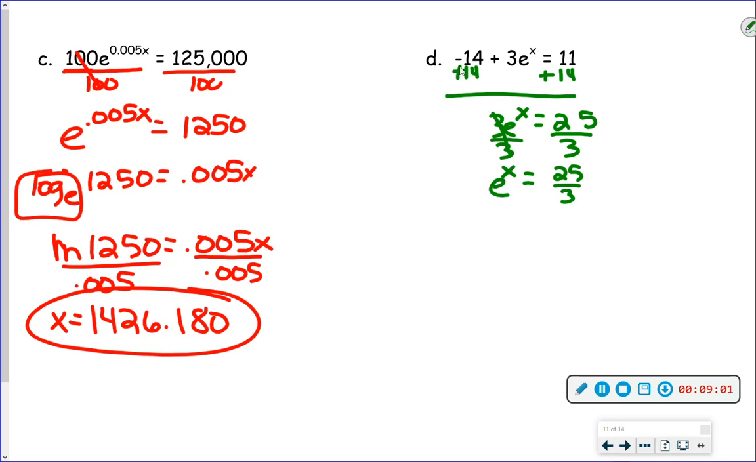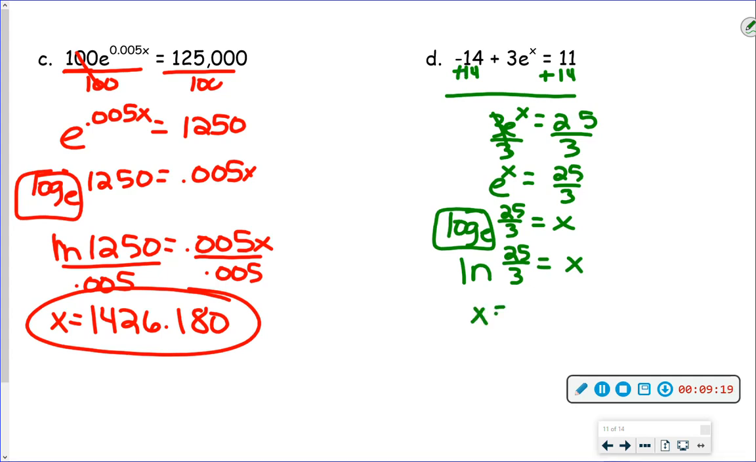Now, same thing. I'm going to rewrite this in logarithmic form. Log base e, 25 thirds equals our exponent. And again, log base e is really ln. So we're going to hit the ln button on the calculator, 25 thirds. You can punch that one in. That's super easy. Round to 3 decimal places. Got it. All right, a lot of calculator work today, my friends.